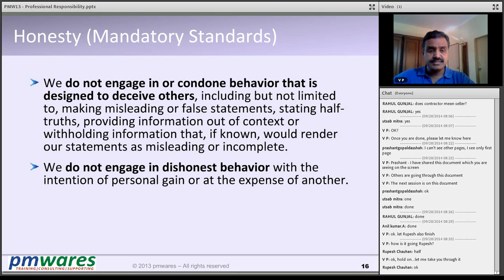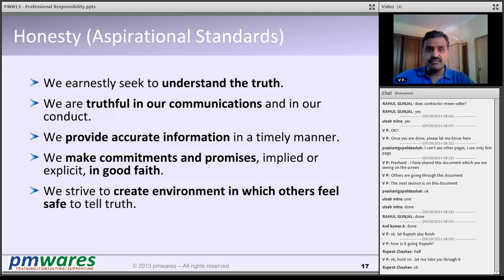Do not engage in any dishonest behavior. What does aspirational really mean? We come to understand the truth, say truthfully, act truthfully, provide accurate information, do not suppress any information, do not half suppress any information, do not mislead, make commitments and honor them. Creating an environment of safety means your words or your actions should not pose a threat to other people or people around you.